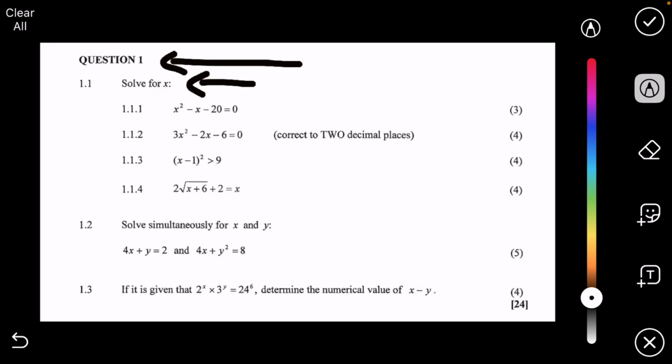Okay, so ladies and gentlemen, when you write, it's very much important that you write question 1. You can write question 1 on the next line, 1.1. It doesn't really matter that much if you write or don't write solve for x, but in most cases, myself, I prefer to write solve for x. Then I start with my first question, ladies and gentlemen, 1.1.1.